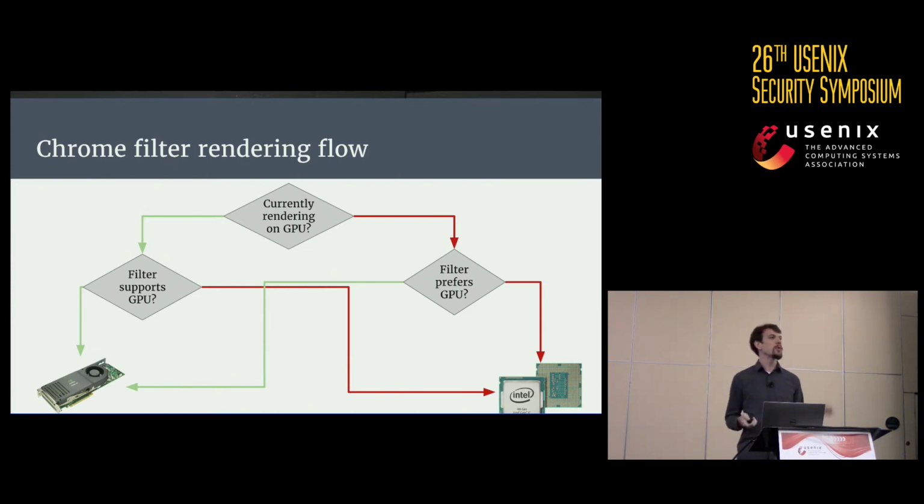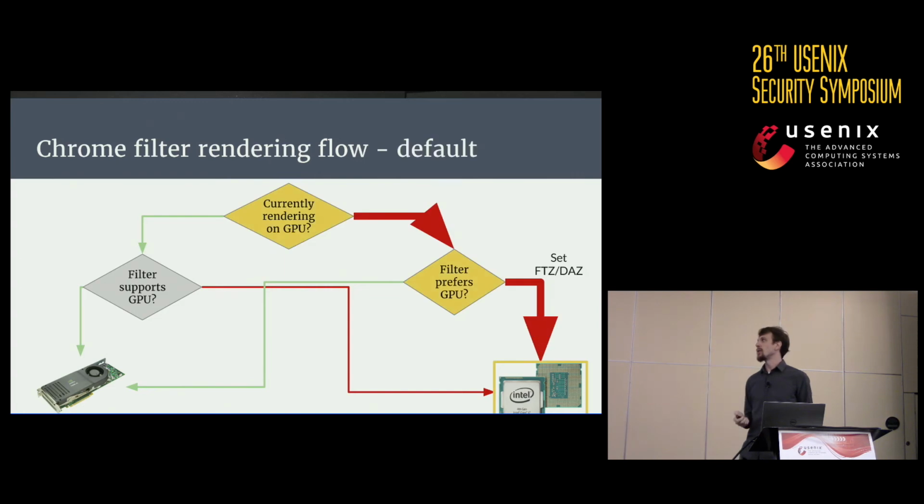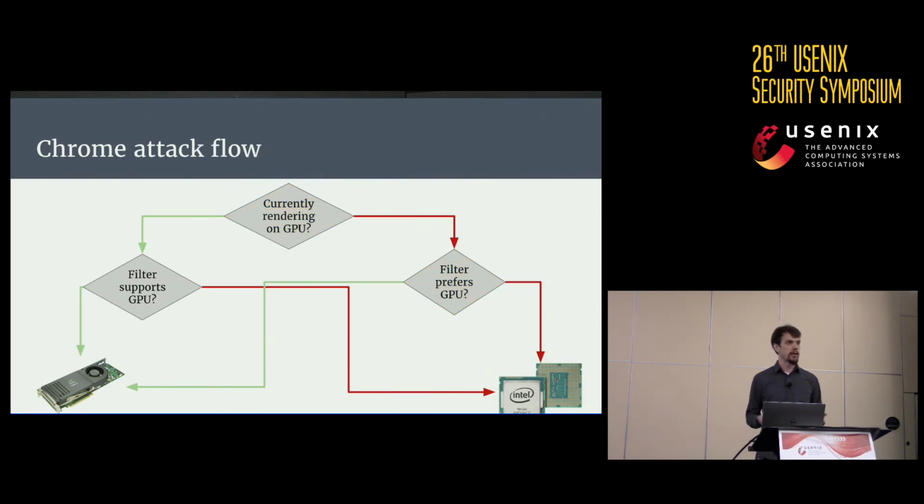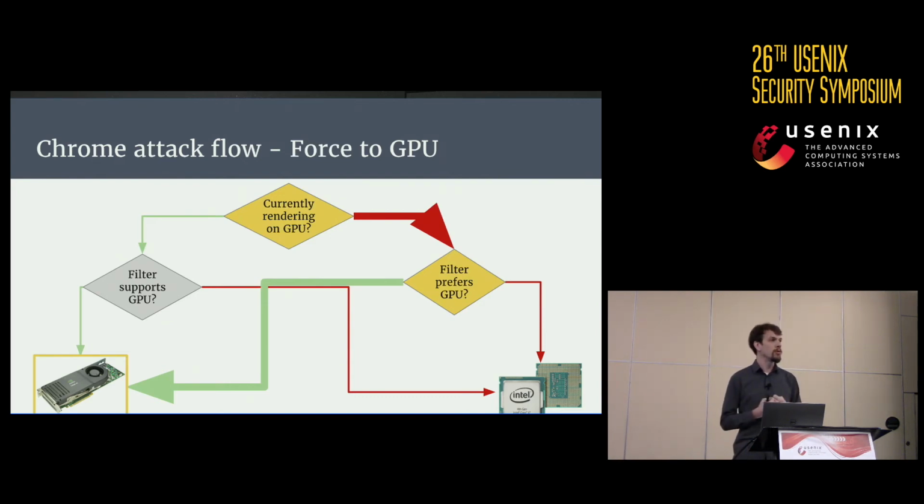In the average case, if we shove a filter into Chrome, it does not render on the GPU by default. Most filters do not prefer the GPU, and so we render on the FPU, on the processor itself. And this sets properly the FTZ and DAS flags. However, we want to cause this GPU failure case that I was talking about earlier. So we're first going to choose a filter that prefers the GPU. The filter we're choosing there, in this particular case, is a 3D rotation of the DOM element. This causes it to prefer GPU execution. So now we're executing on the GPU.